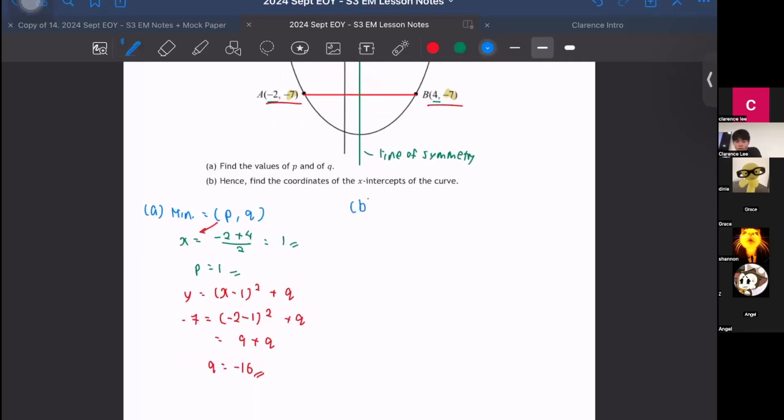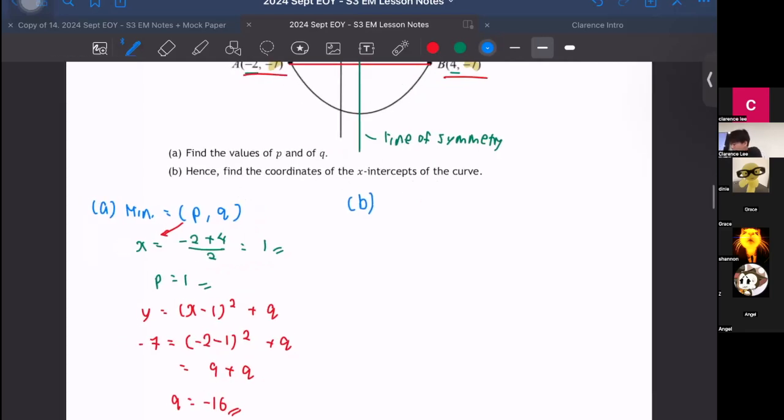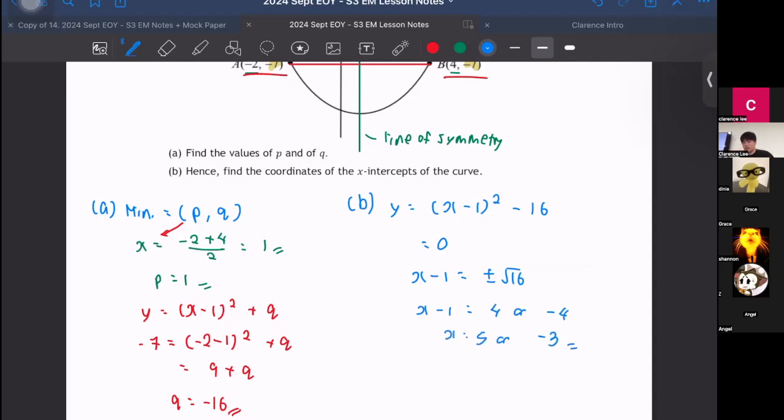Okay, that's a very good question. But like I said, don't need to worry. They will not test you on something that you cannot solve. So from here, you have y equals (x minus 1) squared minus 16. If this is equal to 0, because you are looking for the x-intercept, it just means that x minus 1 is equal to plus or minus root 16, because you just shift the 16 over. So x minus 1 is equal to 4 or -4, which means x is equal to 5 or -3. Finish.